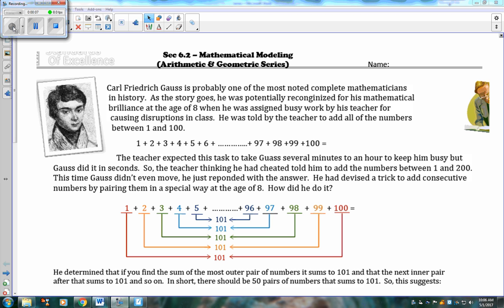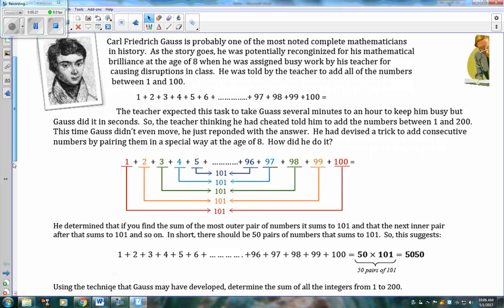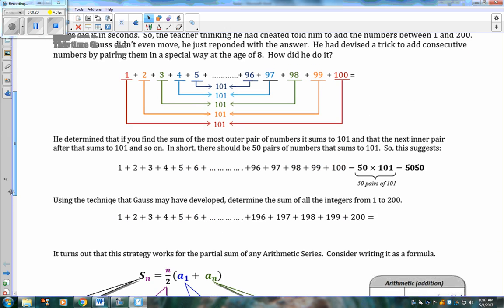This kid found out how to add sequences together, or add series. He determined that if you find the sum of the most outer pair of the numbers, the first term and the very last term given, when you add them together it equals 101. And as I keep adding in one number each time, I keep getting 101 every time.